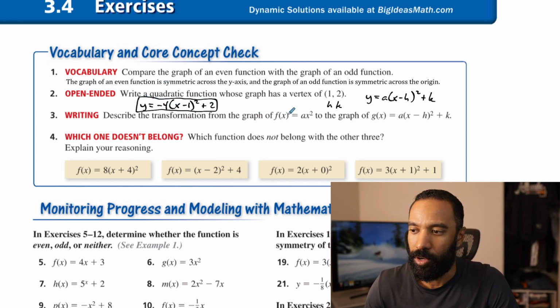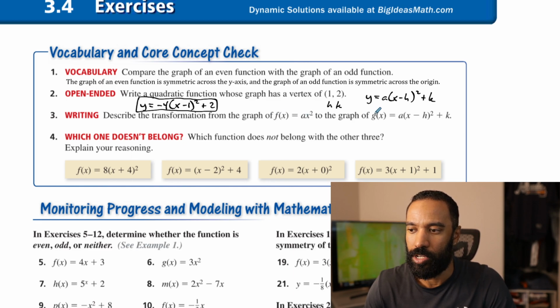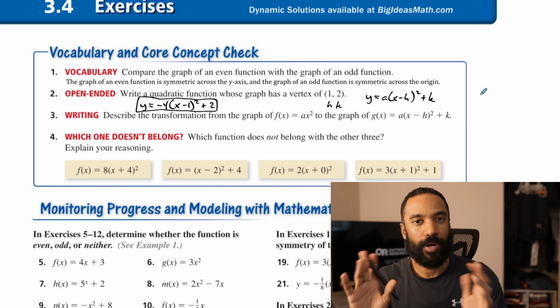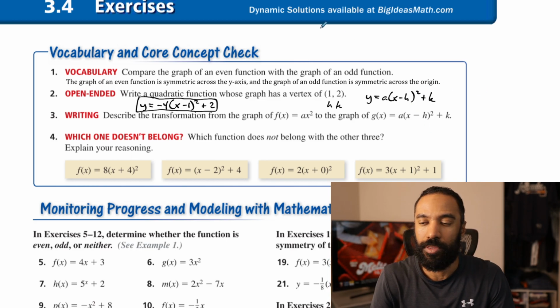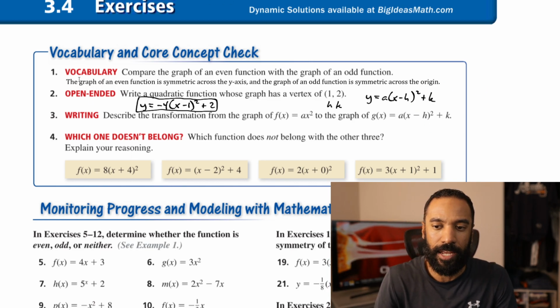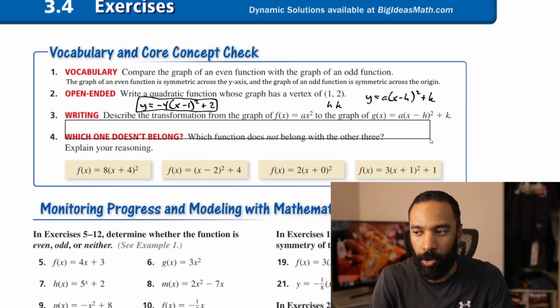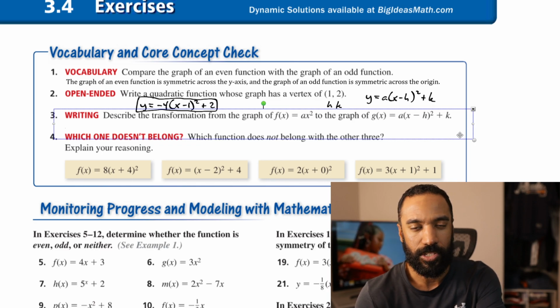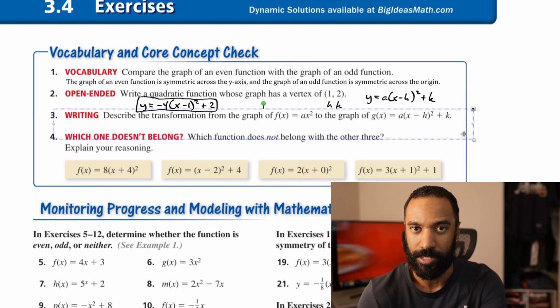Describe the transformation from the graph of f of x equals ax squared to the graph of g of x equals a times x minus h quantity squared plus k. This is where you start throwing in those components. So the transformation here is all about your h and k, and we don't need to know what they are. We're just going to say h units and k units and things like that. So they're the same in every respect except translations.